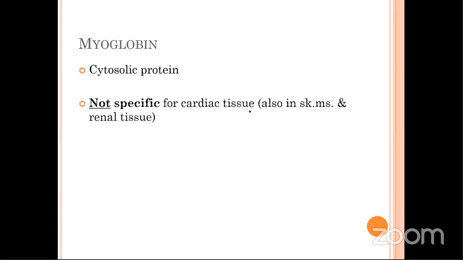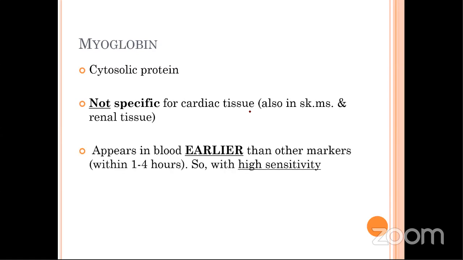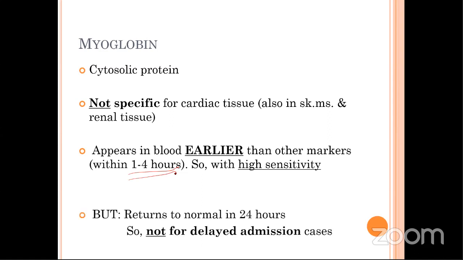Coming to the next marker, this is myoglobin. It is a cytosolic protein, as you all know from your physiology knowledge. And it is also not specific for cardiac tissue, as it is also found in skeletal muscle and renal tissue. It appears in blood earlier than the other markers. You see it appears within 1 to 4 hours. So it has a high sensitivity, but returns to normal in 24 hours.